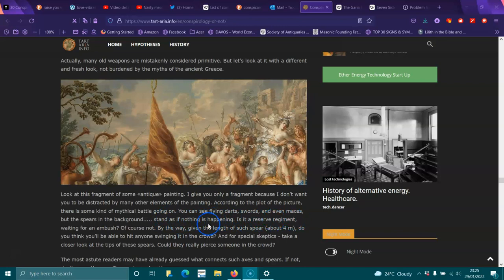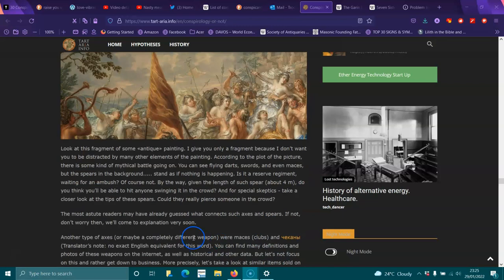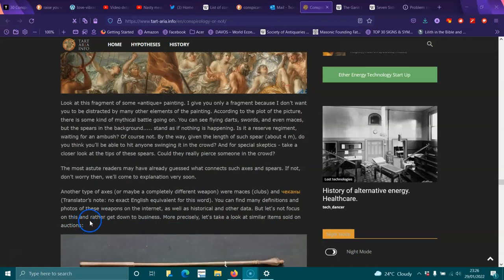Is it a reserve regiment waiting for an ambush? Of course not, by the way. Given the length of such a spear, about 4 meters, do you think you'll be able to hit anyone swinging it in the crowd? And as for special skeptics, take a closer look at the tips of these spears. Could they really pierce someone in a crowd? The most astute readers may have already guessed what connects such axes and spears. If not, don't worry, we'll come to an explanation very soon.